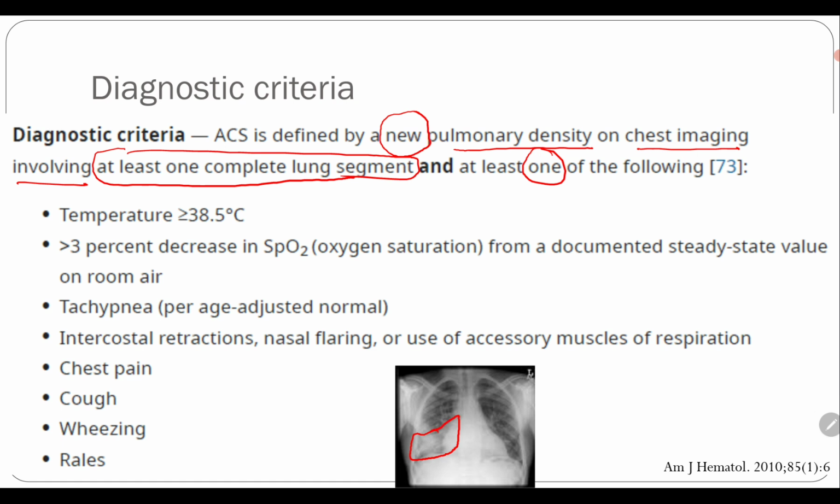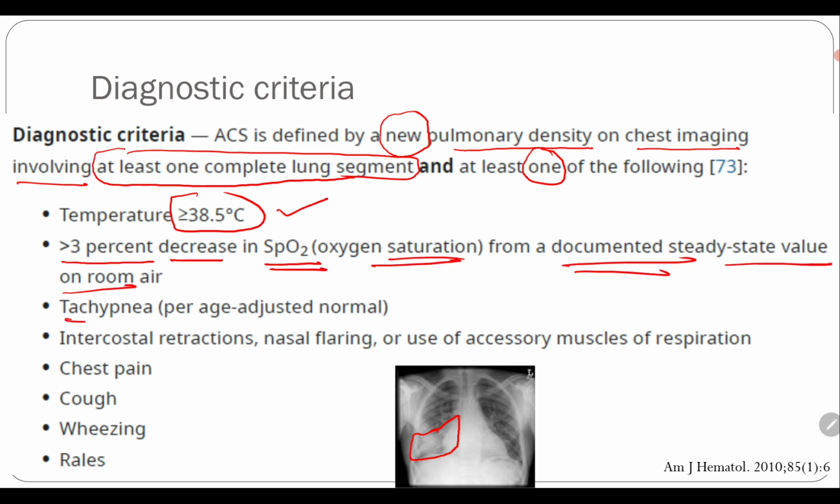At least one complete lung segment and at least one of the following: temperature, a fever of more than 38.5 degrees centigrade, or a more than 3% decrease in oxygen saturation from a documented steady state value on room air. Tachypnea per age-adjusted normal value, intercostal retraction, nasal flaring or use of accessory muscles for respirations, chest pain, cough, wheezing and rales.